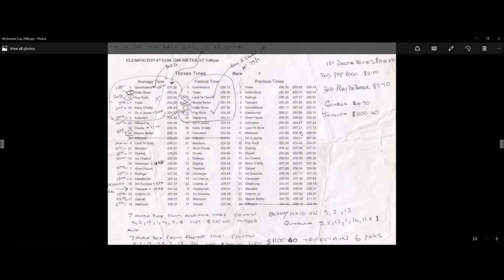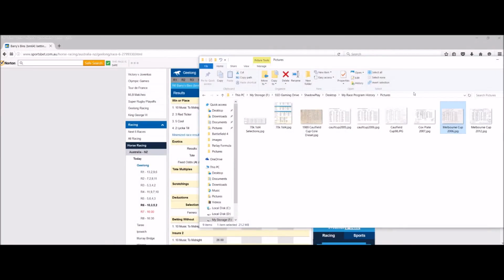Melbourne Cup 2006. Oh, there you go. There's Delta Blues and Pop Rock, first and second. Now, I got that trifecta. Got the trifecta in 6 picks. Says I won $1,100 from a $240 outlay. Yeah. So that's that one.